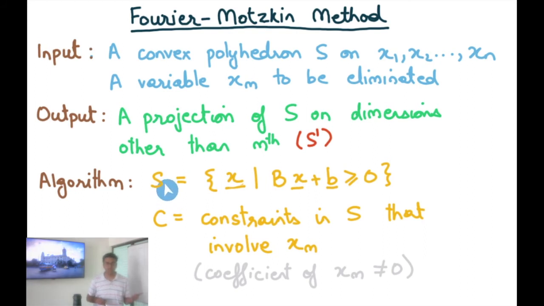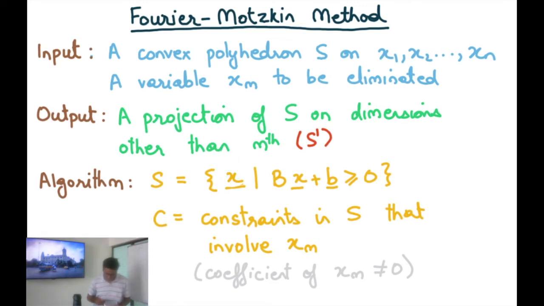We're going to have a representation for S, and recall that we already discussed the representation for S. S is basically all vectors x such that A times x, the matrix multiplication, plus a vector b is greater than or equal to 0. And this is a way to specify any convex polyhedron. And so I'm going to represent S using this representation. In this representation, x is an n-dimensional vector.